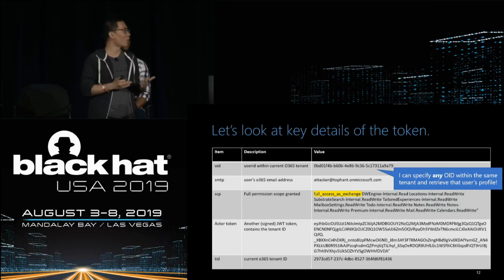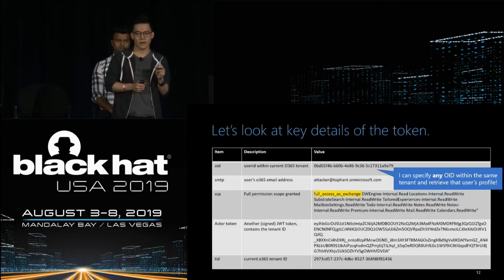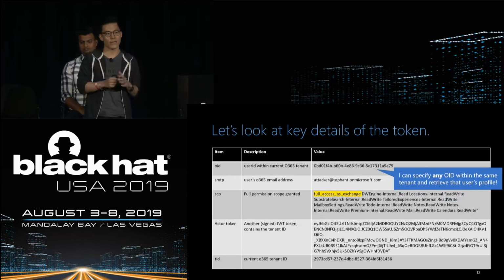Basically, I can do whatever I want, as far as the RESTful API supports, and the RESTful API is pretty powerful. But there is a limitation in this case. As I mentioned before, there was an actor token, which is signed and contains the current tenant ID. We can't modify that because it is signed. So we can only exploit this issue under the same tenant for enterprise. And then I remembered consumer Outlook. So what about consumer Outlook?